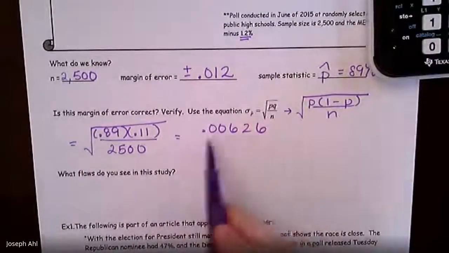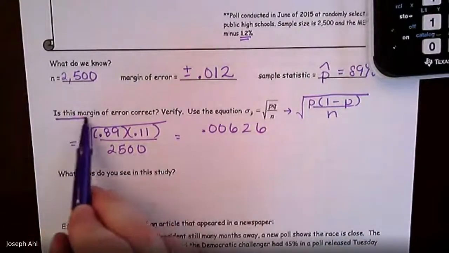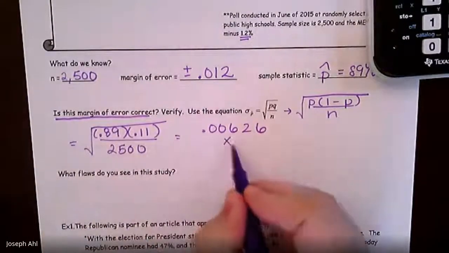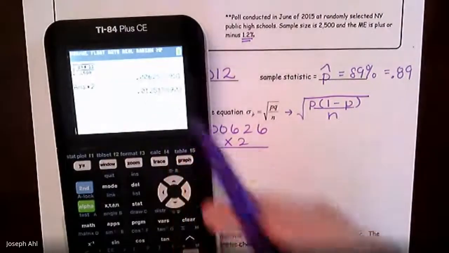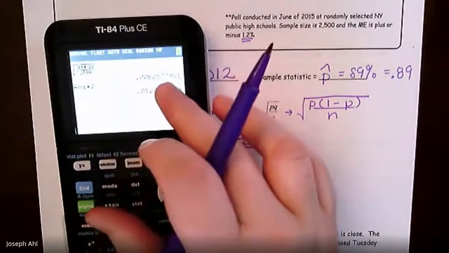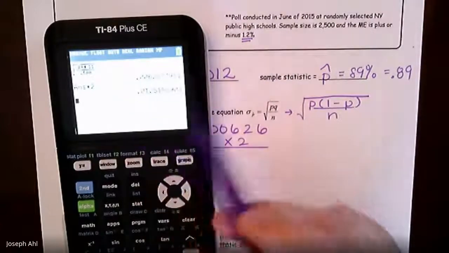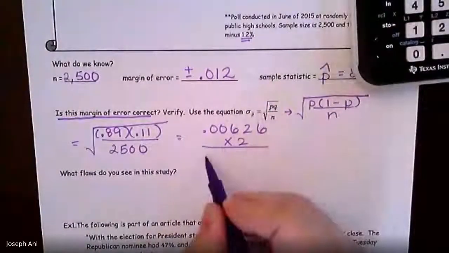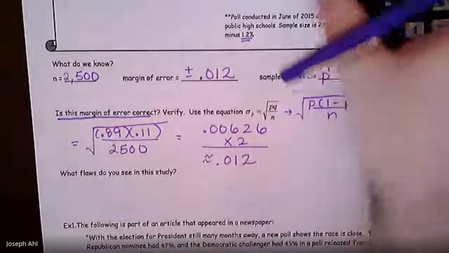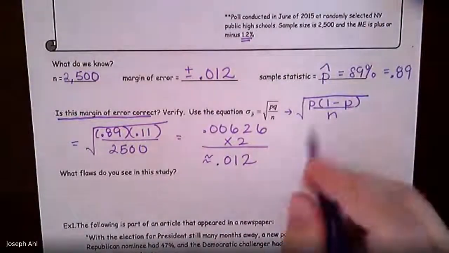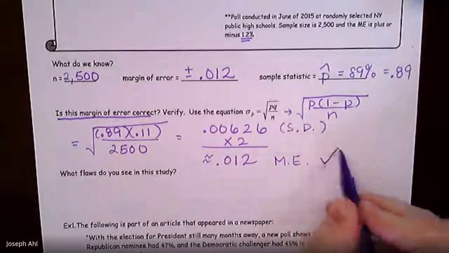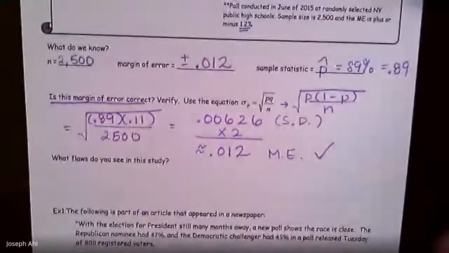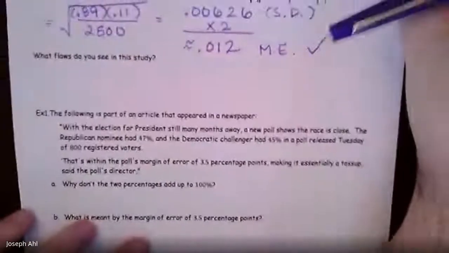Okay, so if that's the standard deviation, how would I use that to figure out if the margin of error was correct? Well, what happens if I double that? Because remember it's plus or minus 2 standard deviations, I get 0.0125. We might have a little bit of rounding error here, but I would say this is about 0.012. So that margin of error of 1.2% makes sense. Confirm. This is the standard deviation we calculated. Margin of error of plus or minus 1.2%. Sounds good to me.